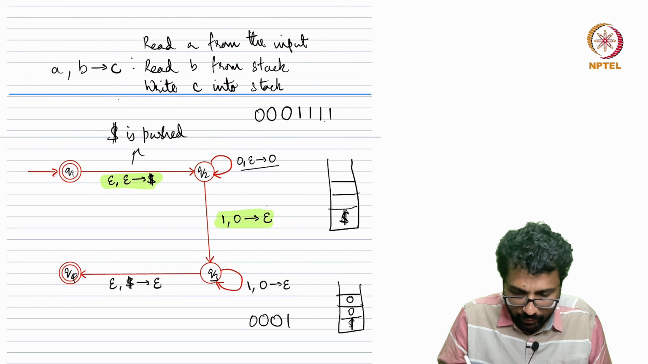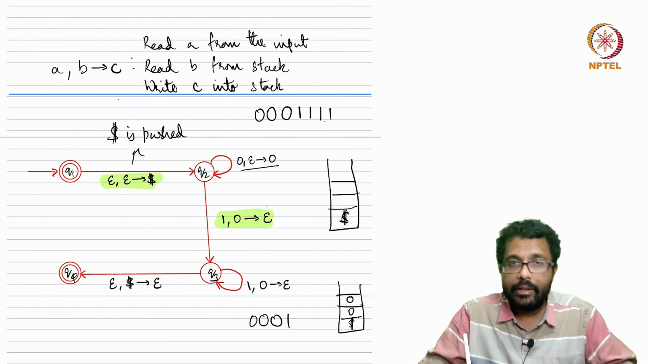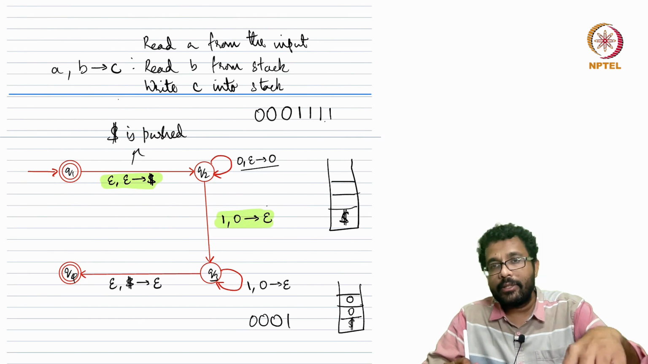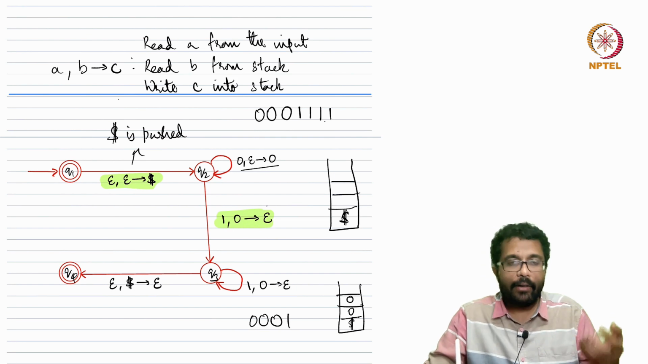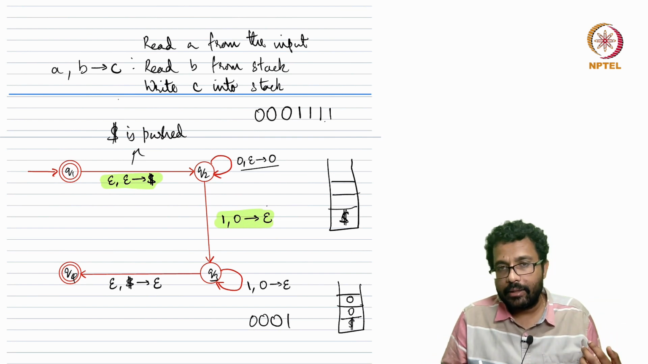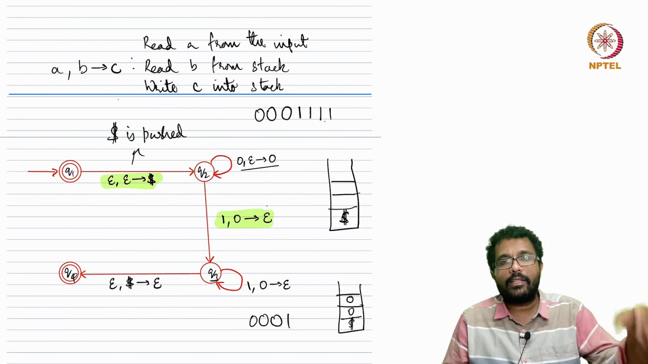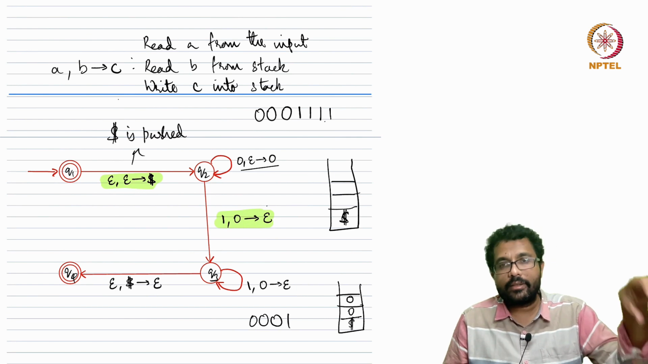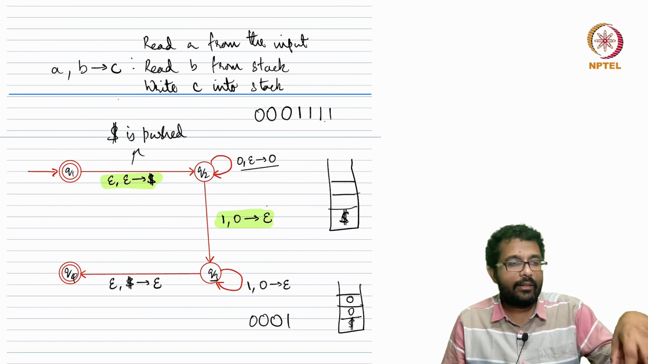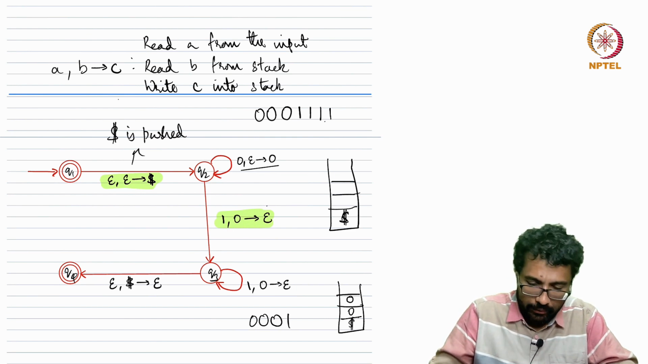So if you're observing what is happening, you initially push a dollar. For every 0 read you push a 0. For every 1 read you pop a 0. And then finally you need to remove the dollar as well. So the only way to remove the initial dollar that you pushed is that whatever number of 0s you read, the same number of 1s also should be read.